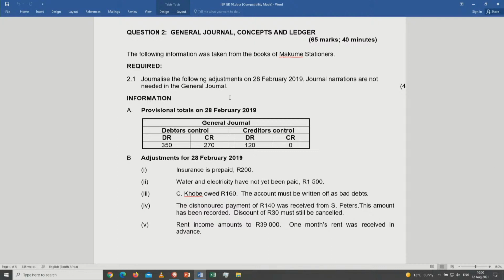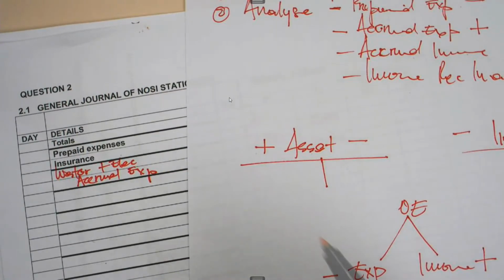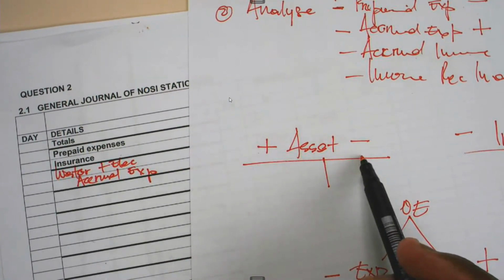Sikobe owed 160. The account must be written off as irrecoverable. Remember, when we write off a debtor, our bad debt account is supposed to increase, and our debtors control account, which is our main account, is supposed to decrease. A debtor is an asset account. Increases on the debit side, decreases on the credit side.